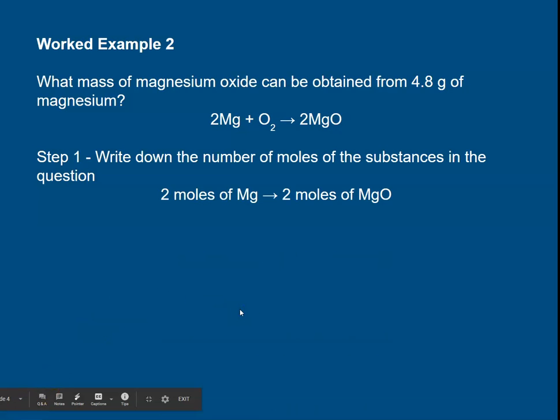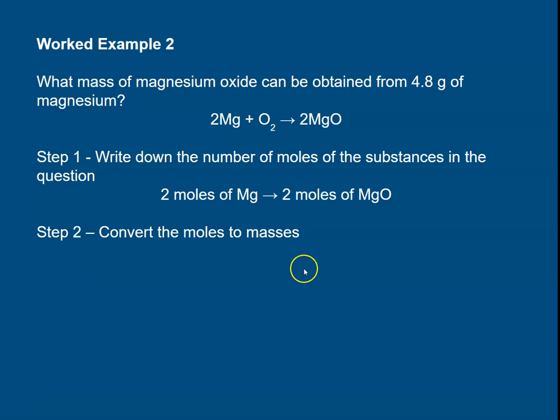So you should have written 2 moles of magnesium form 2 moles of magnesium oxide. Then your next step is to convert those to masses. Again, pause the video while you try to do that. Okay, stop it now.